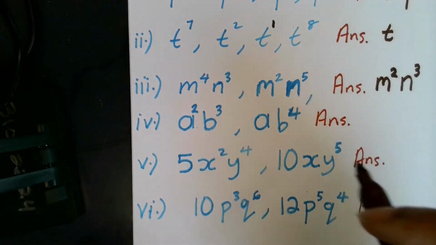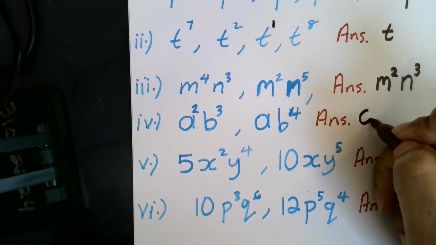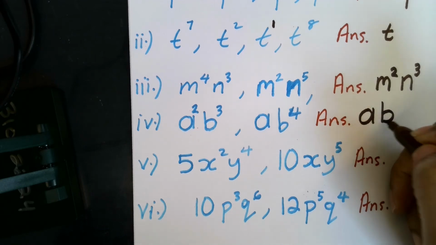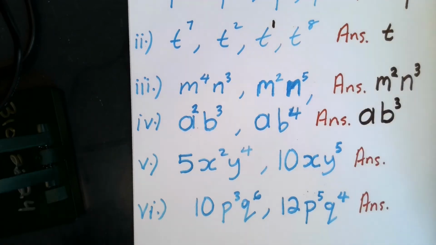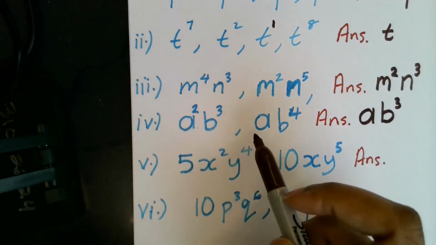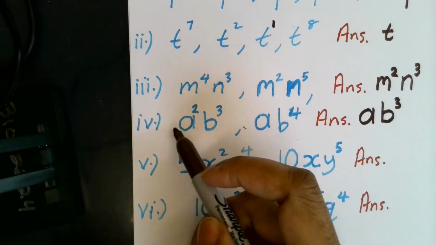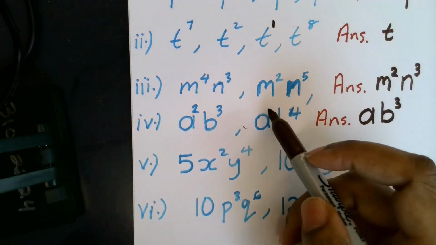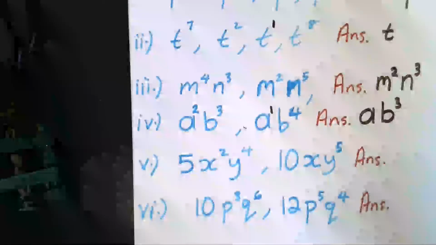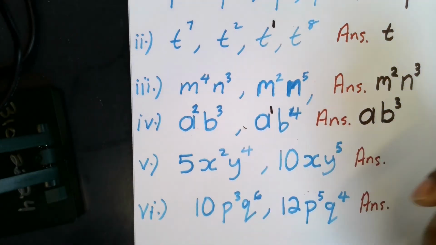All right, for this one, our answer is A B cubed, all right? So we look at the terms in A. So this term has an exponent of 2, and this term in A has an exponent of 1, all right? So I choose this term, all right?